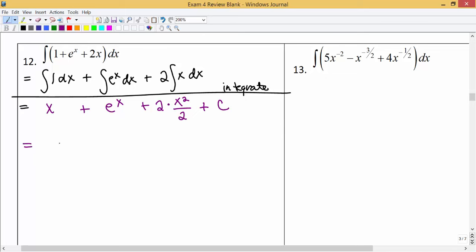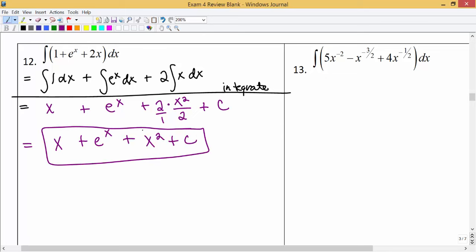I'm going to simplify a little bit. On that last term, we have 2 and a 2. Think about that as 2 over 1. The 2's cancel, so we're left with just x squared, and then our constant of integration.